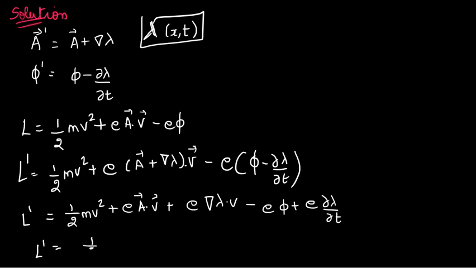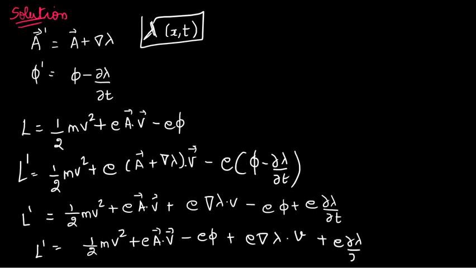So if you see here, you have this Lagrangian term along with some extra term. In this extra term, you can see that your L prime depends on lambda, right?